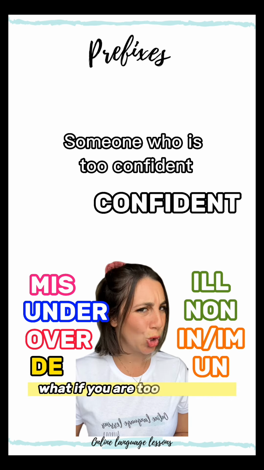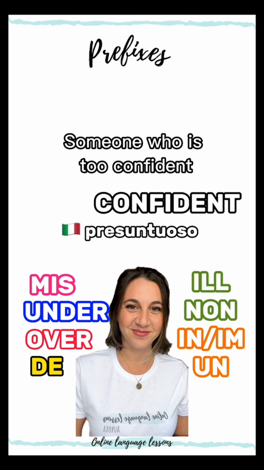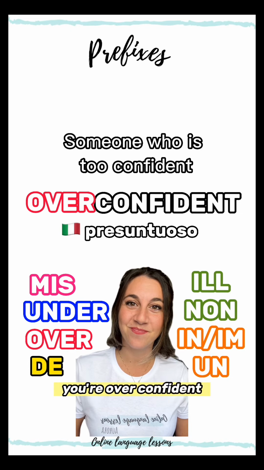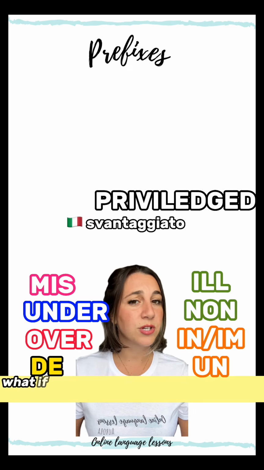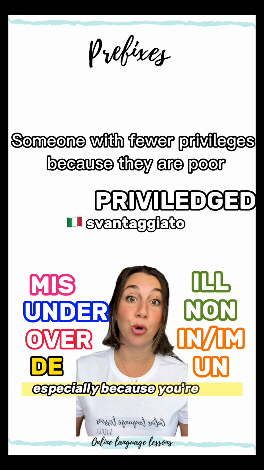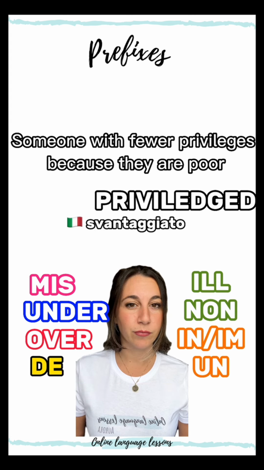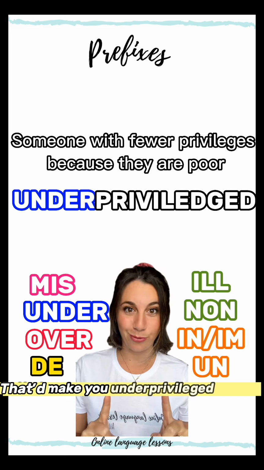We got the word confident. What if you are too confident? You're overconfident. So we got the word privileged. What if you have fewer advantages than others, especially because you're poor? That makes you underprivileged.